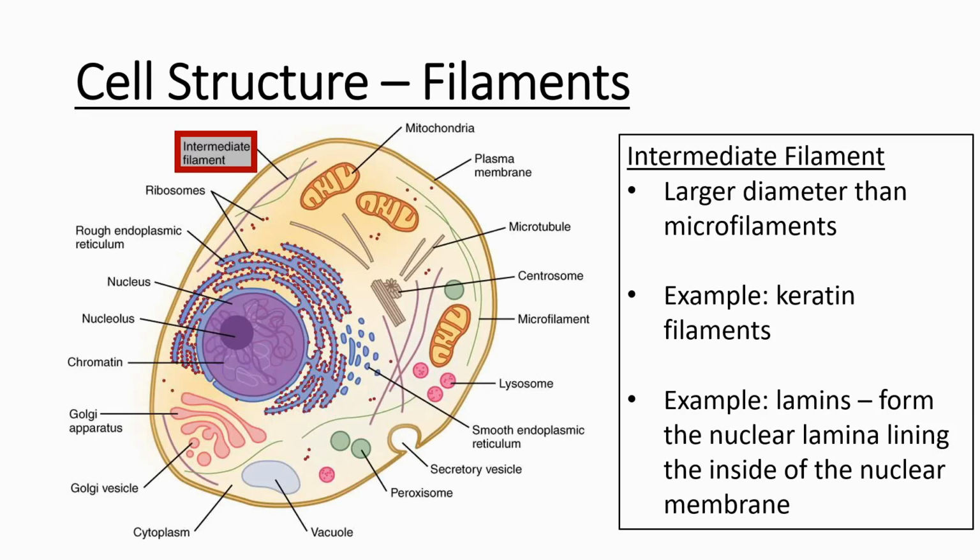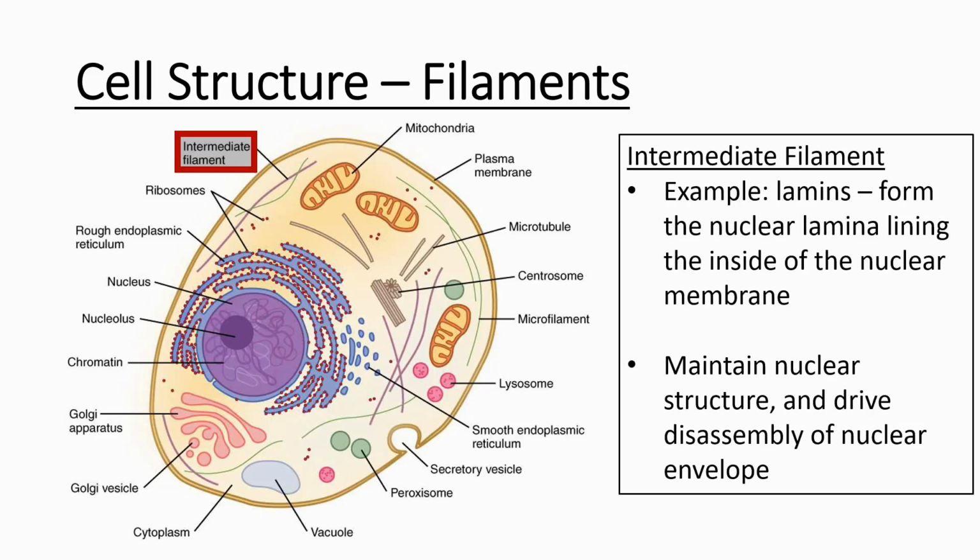Let's look at another type of filament called an intermediate filament. This is larger in diameter than microfilaments. Examples of intermediate filaments include keratin filaments, an important structural component of hair and skin. Another example is lamins, and these are proteins that form a layer right underneath the inner nuclear membrane here, called the nuclear lamina. And this offers structure and support to the nuclear membrane.